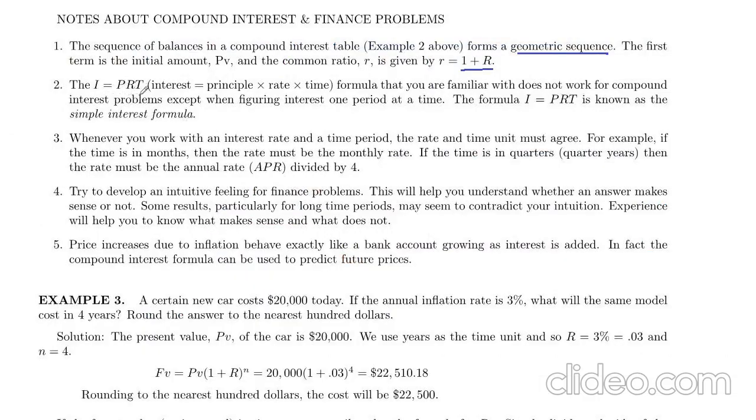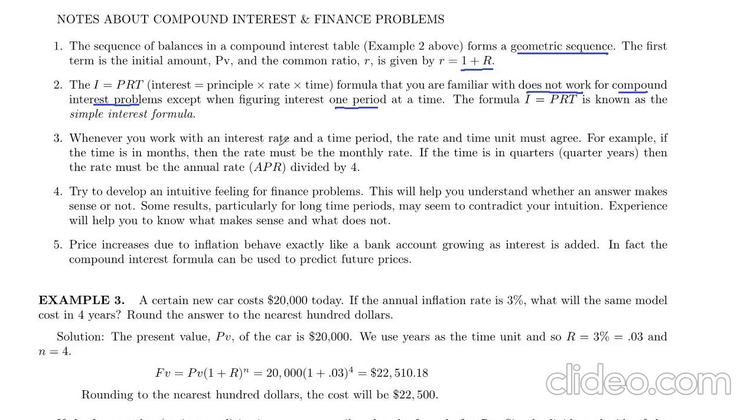I equals PRT, principal times rate times time. That's the simple interest formula. It does not work for compound interest problems except if you've got 1 period. So we use that to get the interest for 1 period. If only 1 period goes by, there's no compounding. So simple and compound interest are the same.